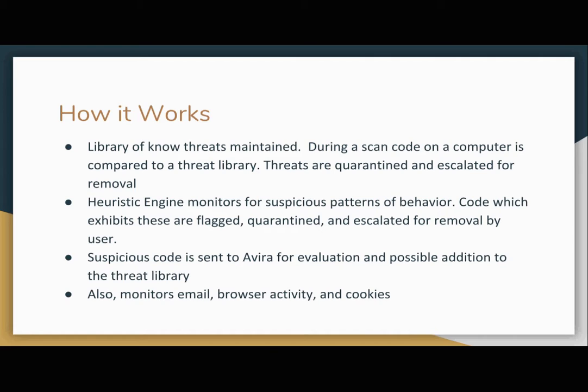There's also a heuristic engine which monitors for suspicious patterns of behavior, and code which exhibits these patterns is flagged, quarantined, and then also escalated for removal by the user. Now, those generally just exhibit suspicious patterns, but they don't actually match a known threat in the library. So that suspicious code is sent to Avira, with user permission, of course, for evaluation, and then it can possibly be added to the threat library. Avira also monitors not just code on the computer, but email, browser activity, and cookies if you so choose. So now I'm going to demo how that all works for you.